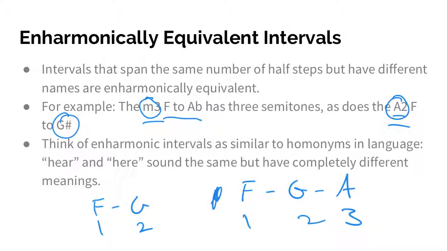Another thing to think about, enharmonic intervals are similar to homonyms in language. Here and here sound the same, but have completely different meanings.